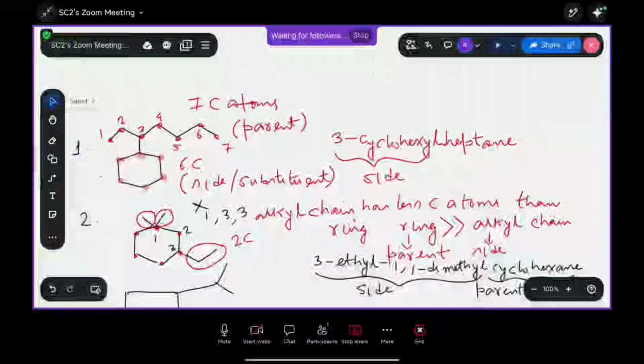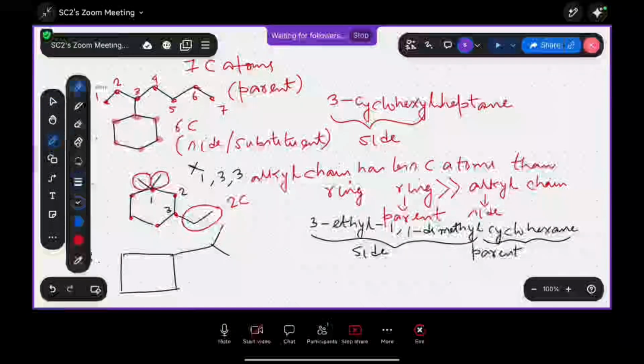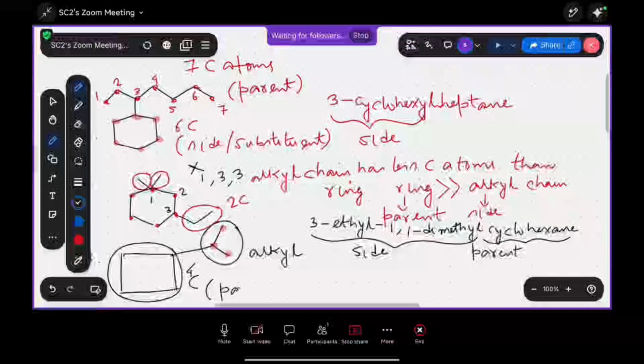Now let's come to the third example. Third example এ কি দেখতে পাচ্ছ? Third example এ দিয়েছে আমাদের এখানে রিংয়ে আছে 4টে কার্বন অ্যাটম, আর আমাদের সাইড চেনটাতে আছে 1টা, 2টো, 3টে. মানে অবভিয়াসলি আমাদের অ্যালকাইল চেনটা আমাদের সাবস্টিটিউয়েন্ট হিসেবে বিহেভ করছে, আর রিংটা আমাদের পেরেন্ট চেন হিসেবে বিহেভ করছে. রিং এ বেশি কার্বন আছে, the ring has more number of carbon atoms, so it is behaving as the parent chain. Now how do you number?